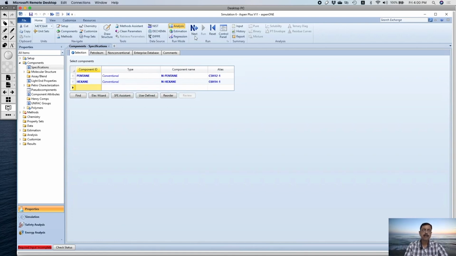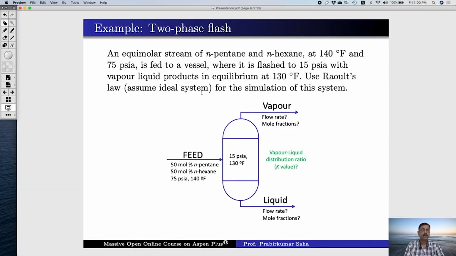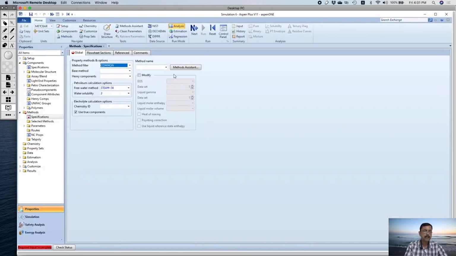This is the next. For Aspen Plus, for that matter, for any simulation, it is always best to go to the next button. The next button says go to the next input sheet needing input. Many times we do not know where to go, but if you press the next button, the simulation will take you to the point where the next input is required. Now it is asking for the base method, that is the property method. Now we know that we have to work with Raoult's law, which is ideal system. So our base method is ideal system.